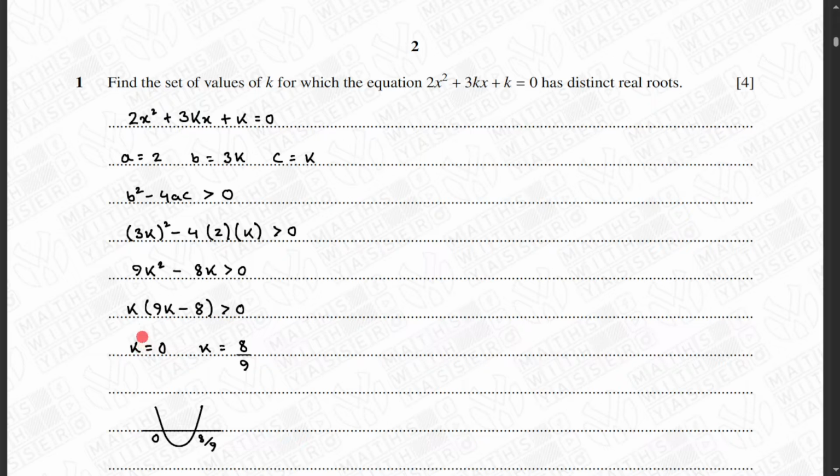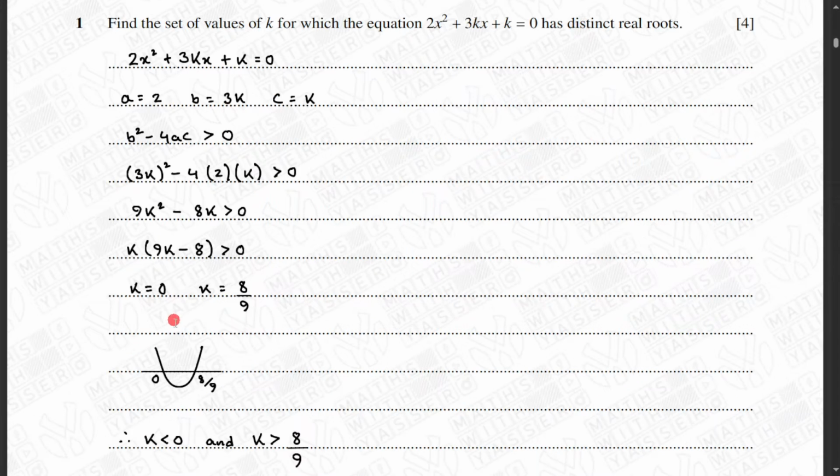Since this is a positive quadratic, the number line will have 0 and 8 over 9 over here, and the curve will look like this. So in order to get the set of values which is greater than 0, k must be less than 0 and k must be greater than 8 over 9.